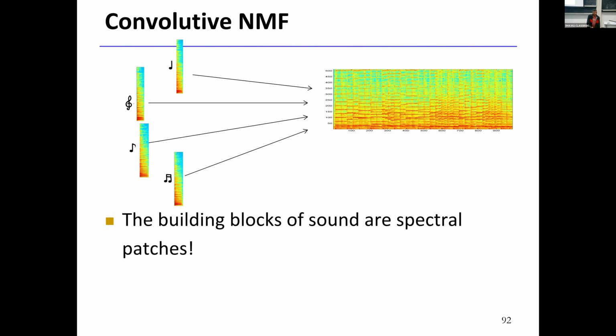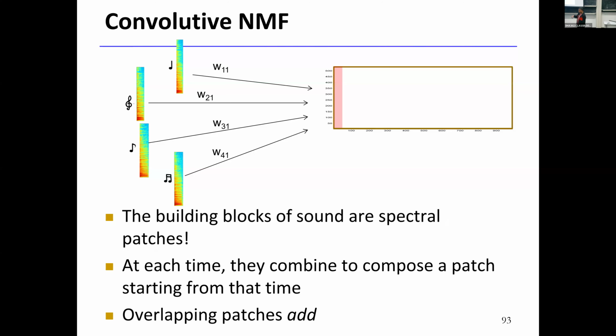It's easy, the same thing. I'm now going to assume that my bases are spectral patches. And to compose my music, the first section of the music is composed as a weighted sum of these bases. Then I take a step forward, and a different weighted sum of these bases is overlaid on top of that, and everything is added.